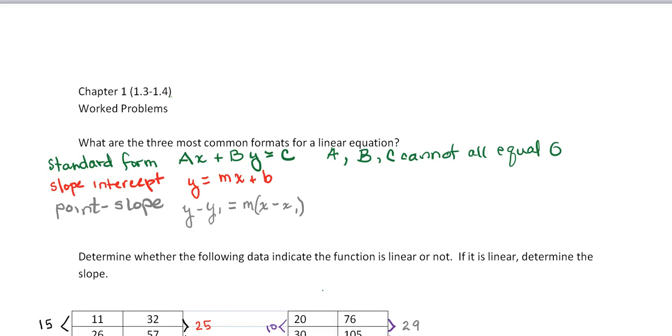All right, so this is Chapter 1 review. We're covering parts 1.3 and 1.4. This is part 1 of the videos. So we're asked what are the three most standard formats of linear equations.